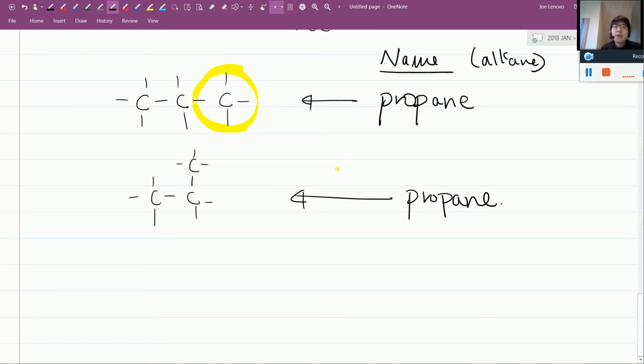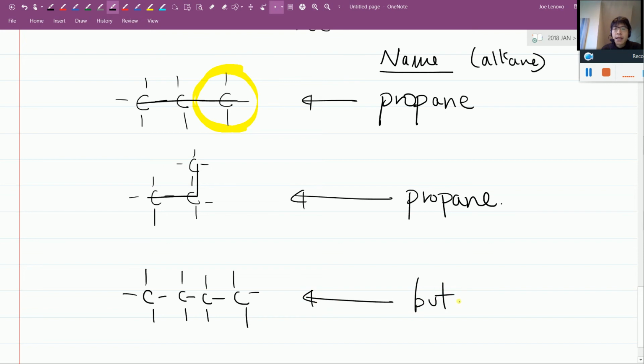There is no difference between them, because this one is just bent over, and this one just goes straight down. They are exactly the same compound, and because they are the same, we call them both propane. However, if you look at four carbons next to each other, there is one thing we can do. As it is four carbons, we number them 1, 2, 3, 4. Four carbons uses but, B-U-T, and it's an alkane, so we call it butane.